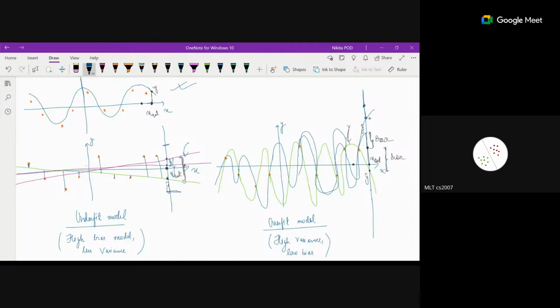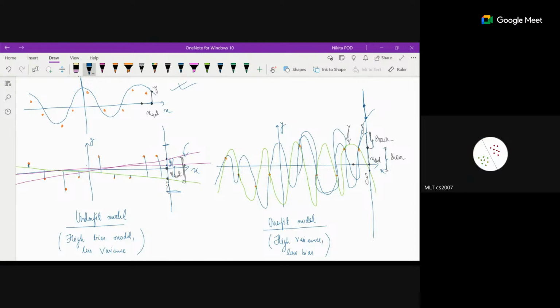It will completely satisfy these points, making the training error zero. But for any test data point that you get, the error for your y hat, for your label, and the variance in that is going to be quite high. So that is why it's called a high variance model. These are the major differences.